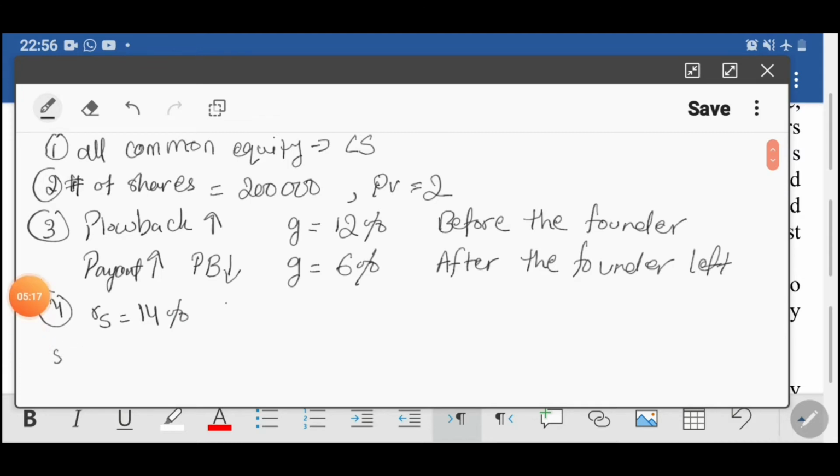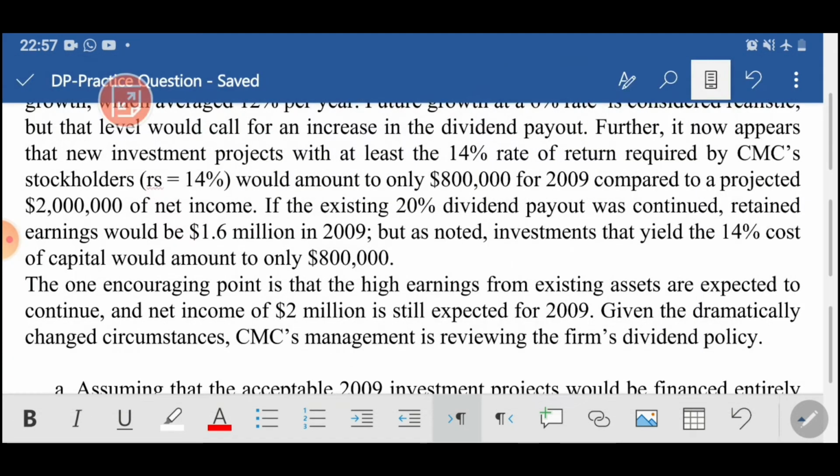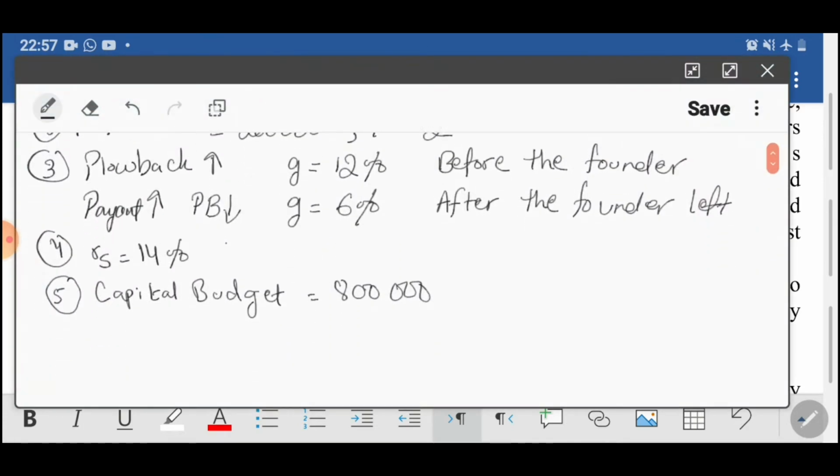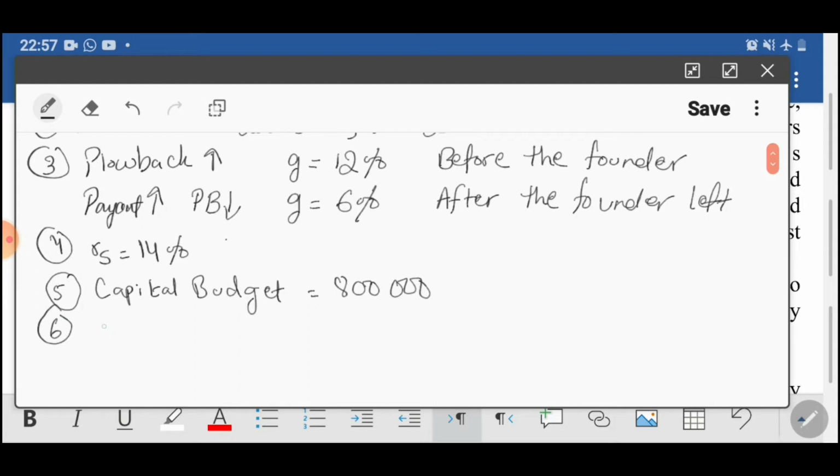Then they told us about the future project, that is, the capital budgeting, the investment they are going to make in the future. The amount is 800,000, if I'm right. It was 800,000, yes. And the net income is 2 million. Now moving ahead.